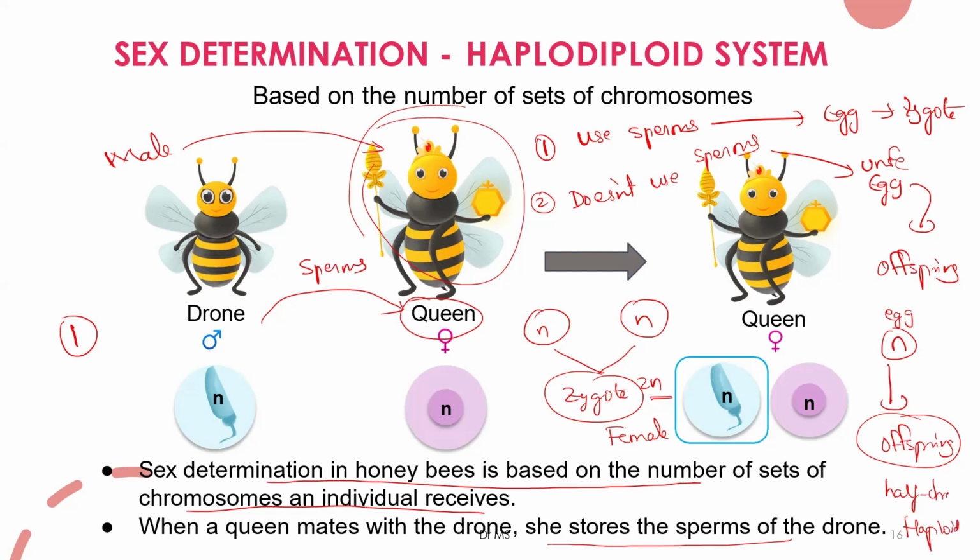So here only half the chromosomes are present, so it is haploid. This one will turn into a drone. Understood? And the fertilized one will turn into a queen or worker. Here in this case, it will be a worker. Okay, so there are two cases.